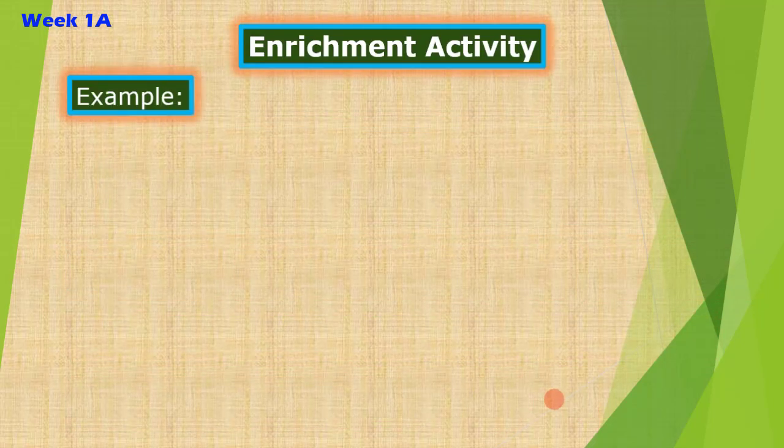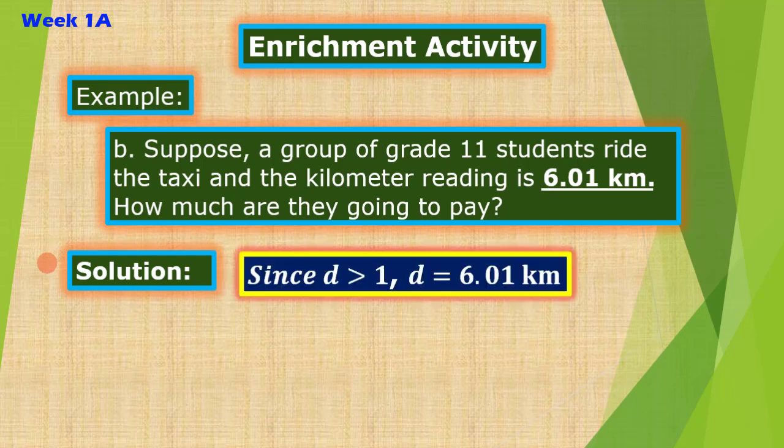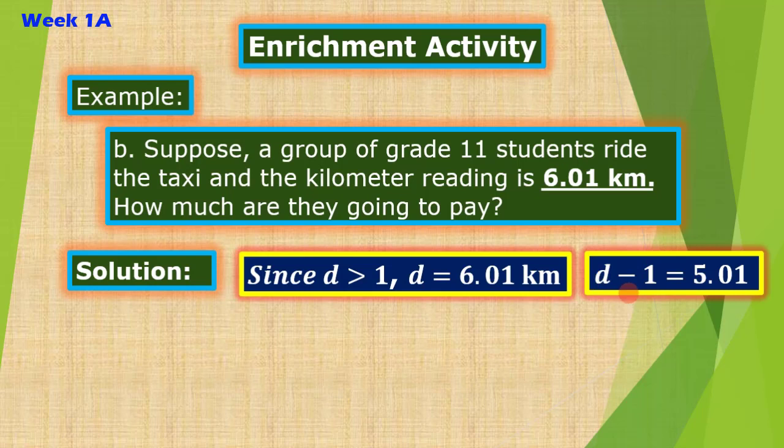Suppose another situation, the same group of students took a taxi, and after that, the taxi reading is 6.01 kilometers. How much are they going to pay? The same approach. Since d is greater than 1, d is given to be 6.01 kilometers. So we have d minus 1 is 5.01.